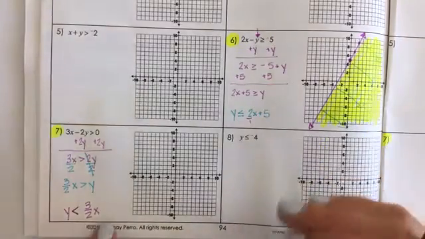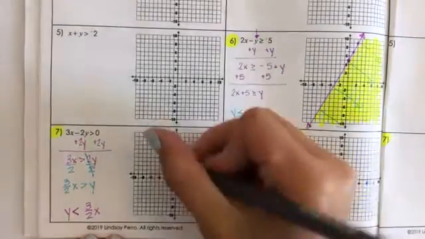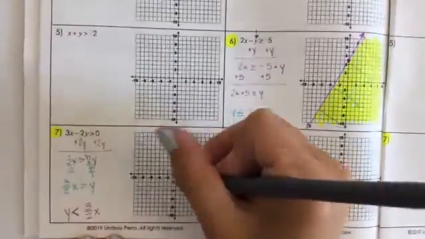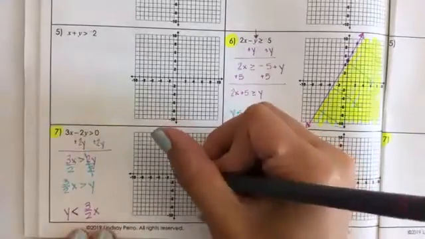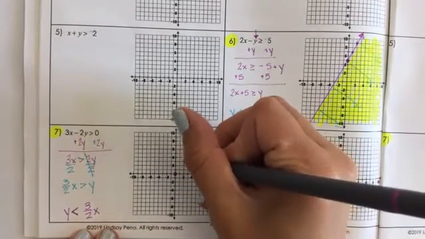Okay, so remember, if it doesn't have a y-intercept, where does it start? 0. So we're going to start at 0, 0. It's a positive 3 halves, so I go up 3, 1, 2, 3, over 2, 1, 2.